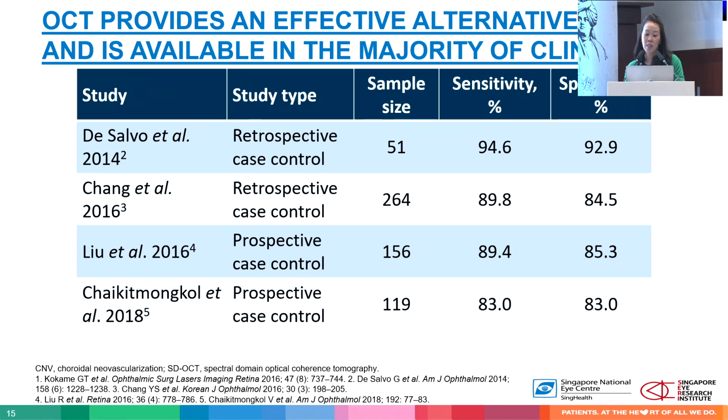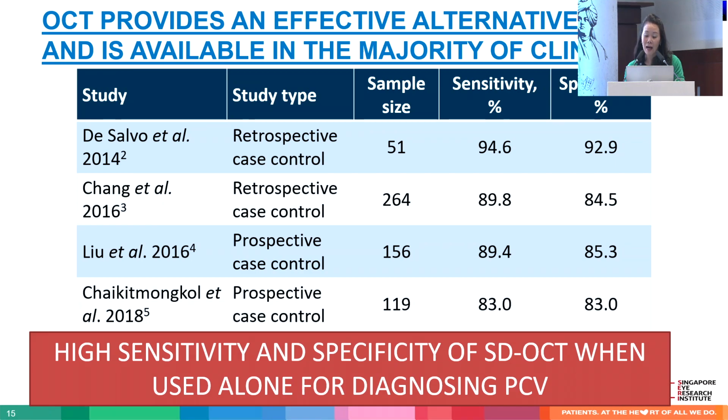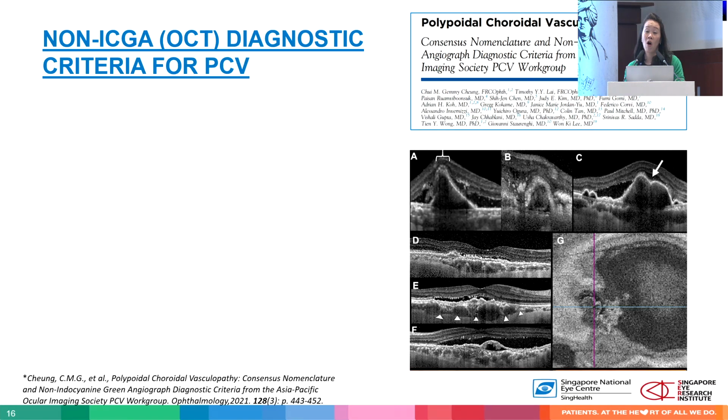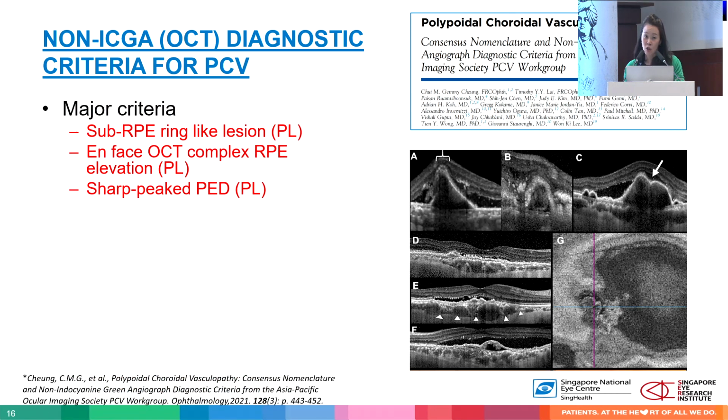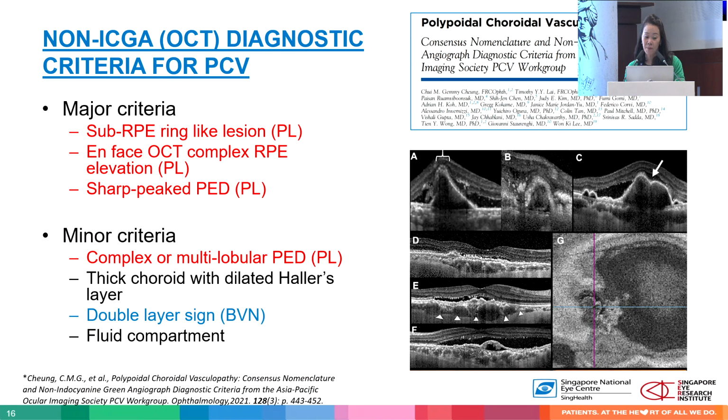So you can see that OCT is an effective alternative to ICGA, and it's also widely available, and it has high sensitivity and specificity when it's used alone to diagnose PCV. And then you can see we've already come up with a nomenclature by the APOIS PCV work group, and these are the few characteristics, like I mentioned before, that are typical of PCV: the sub-RPE ring lesion, the en face OCT complex, the sharp peaked PED, and the minor criteria are the complex or multilobular PED, the thick choroid, the double layer sign, and the fluid compartment.